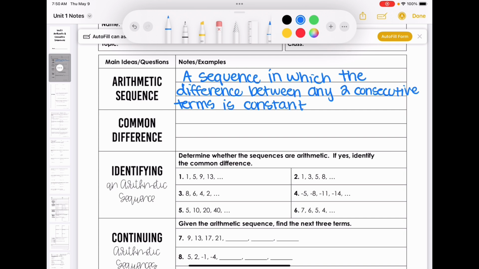So the common difference is the numerical difference, and we call it D, between any two consecutive terms.